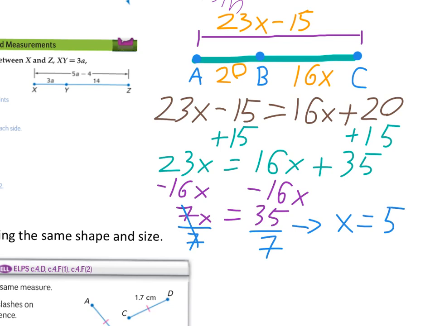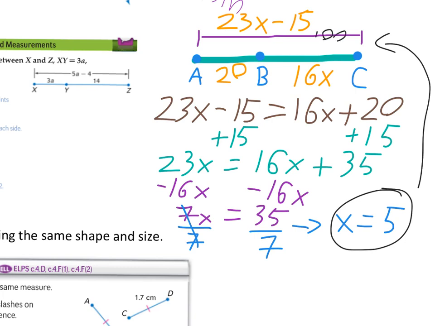We could go back if we wanted to, plug in our values to make sure, and if we took this x equals 5 and plugged it back there, we should see that 100 is equal to 20 plus 80. All right.